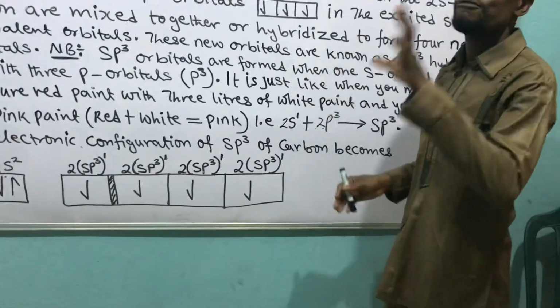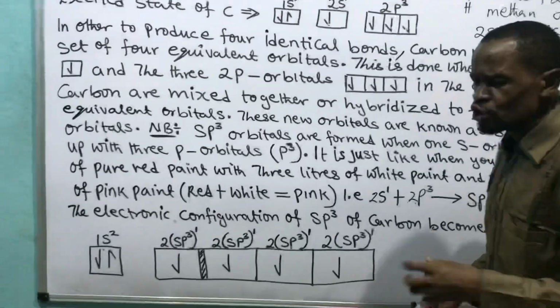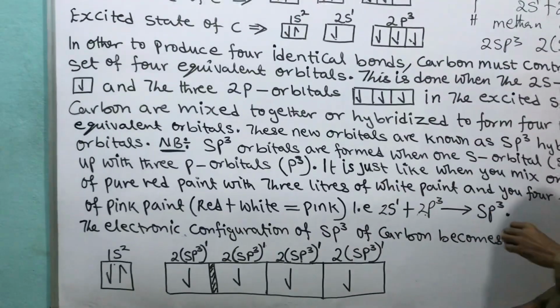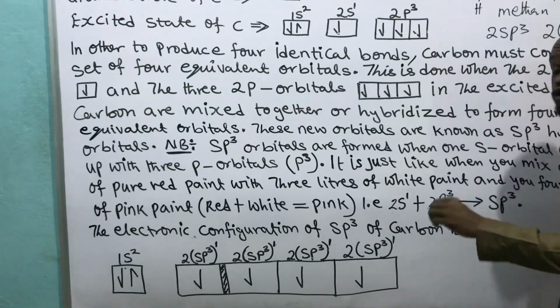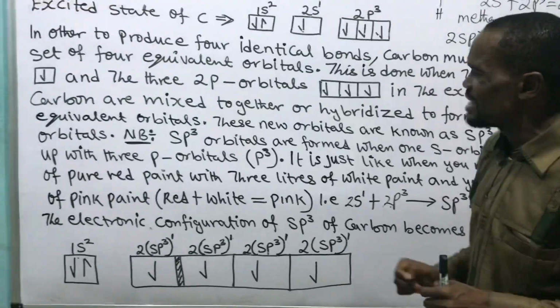4. And these are the 4 identical bonds that carbon will use to react with other elements. And that's what is produced in the excited state. That's what we produce in the excited state. And that's the electronic configuration of sp3 hybridized.